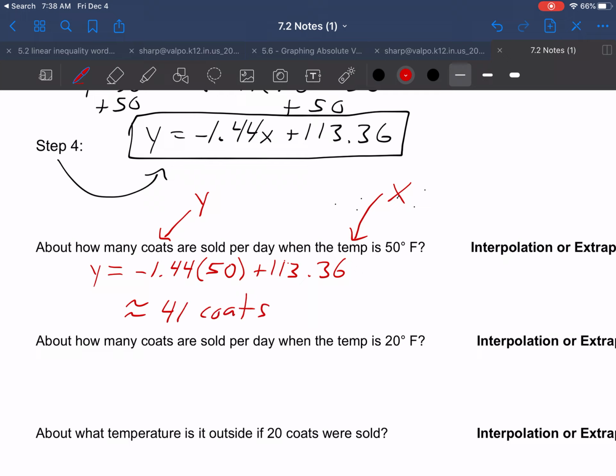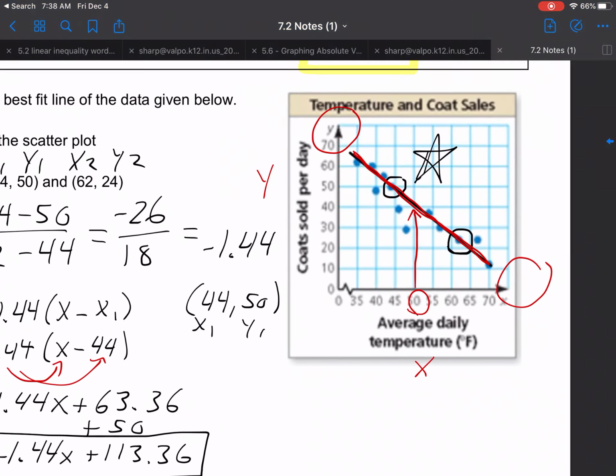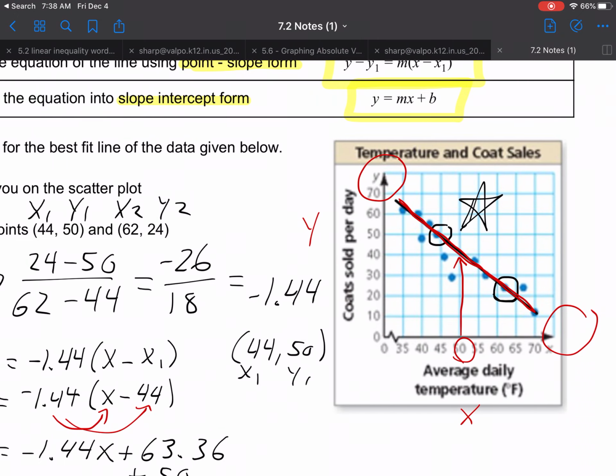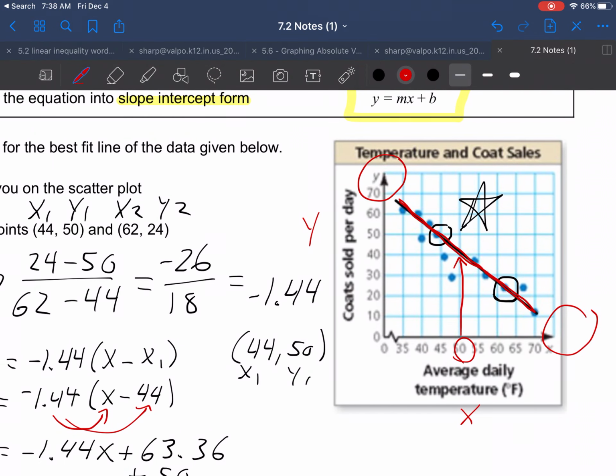Okay, and that is an example of interpolation because I found a set of data inside of my line. About how many coats are sold if the temp was 20 degrees? Go back and look at your graph. See now, 20 degrees would be like in here somewhere, which means if I looked up to 20 degrees, it's actually not on the line of the set of data I have. So this is an example of extrapolation.